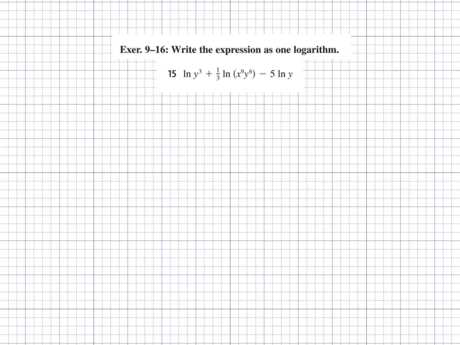15. I'm not going to factor out a negative here. So what that means is this goes together as a multiplication, and we're going to divide by the last part. So natural log of y cubed times, take 1/3 to both of those. So 9 times 1/3 is going to be x cubed, and 6 times 1/3 is 2. And then you're going to divide it by y to the 5th.